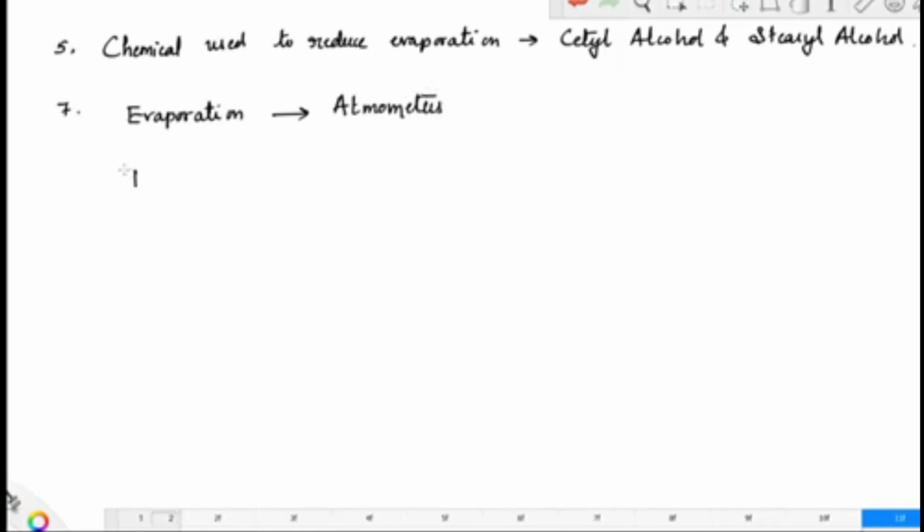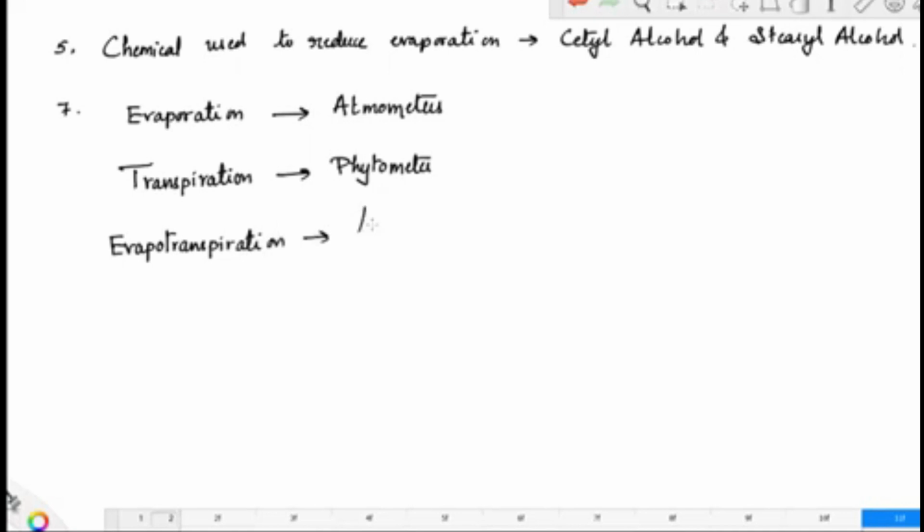Then transpiration is measured using a phytometer. Then evapotranspiration is measured using a lysimeter.